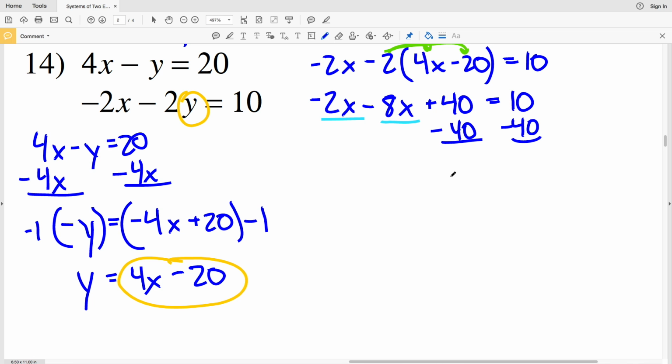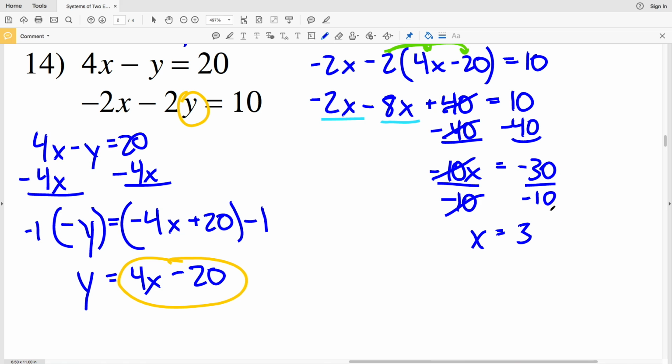Negative 2x minus 8x is negative 10x. 40 minus 40 is 0. So negative 10x is going to equal 10 minus 40, which is negative 30. Dividing by negative 10 on both sides will give me that x is equal to a positive 3, since negative 30 divided by negative 10 is 3.